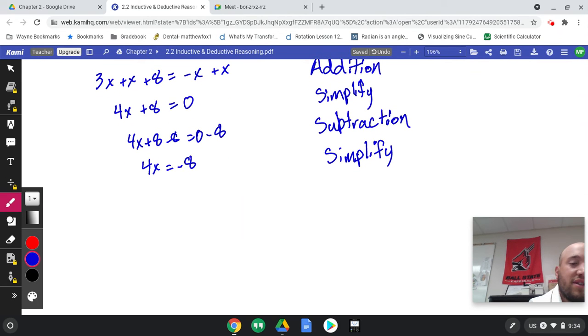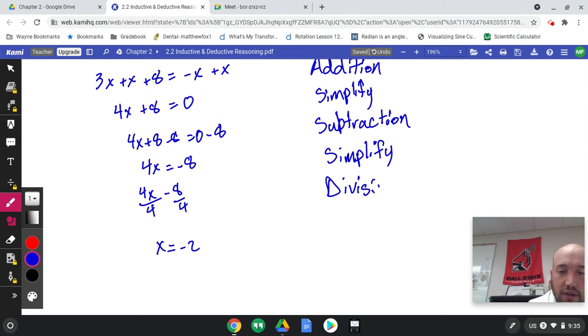And now our final step, well, I guess second to final step, we'll take what we have and we'll divide both sides by 4. And then our last step, that will be simplifying, right? So division property of equality, okay, division. And then our final thing, we're going to simplify it to get x equals negative 2.